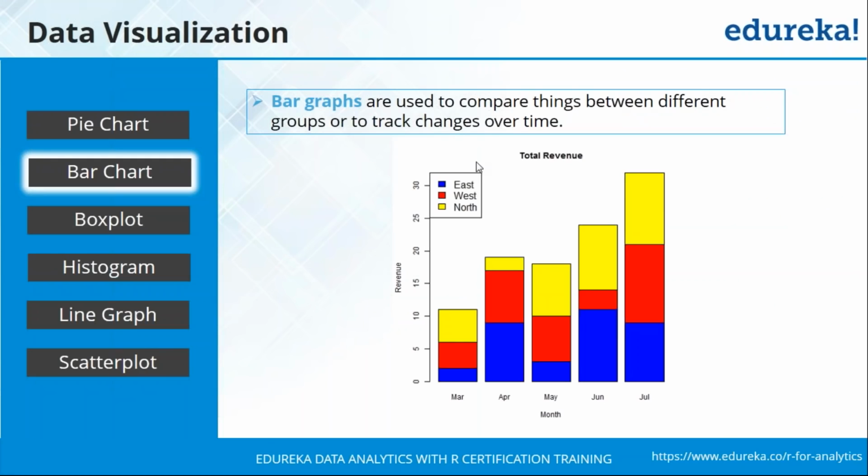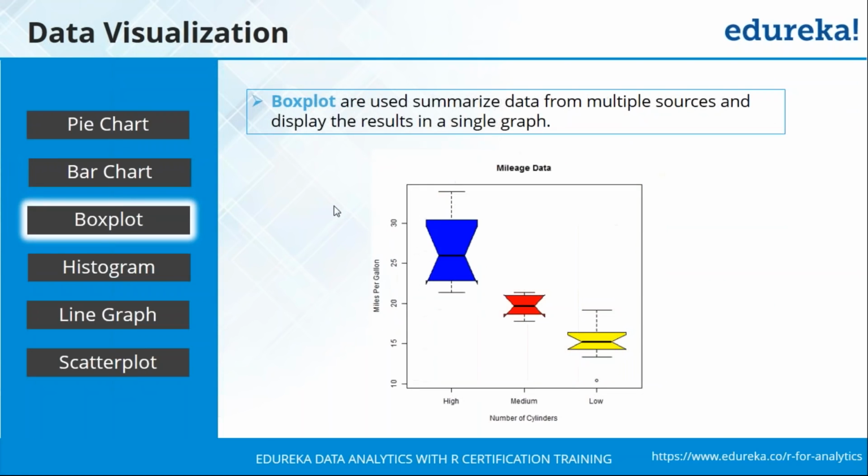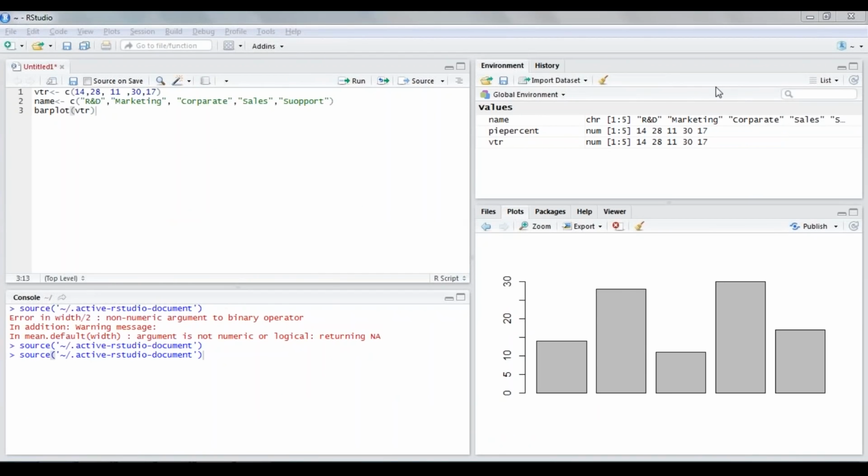Now, apart from the bar chart, you can also plot a box plot. Again, when you talk about a box plot, this is mainly used to summarize the data from multiple sources and display the result in a single graph. So again, when you summarize the data from different graphs, it becomes a problem to use any other representation to understand better the difference or the change as well. So your box plot definitely helps you achieve that. So let's modify the same code to create a box plot.